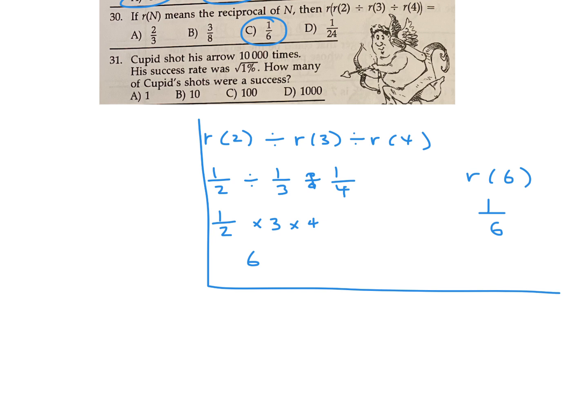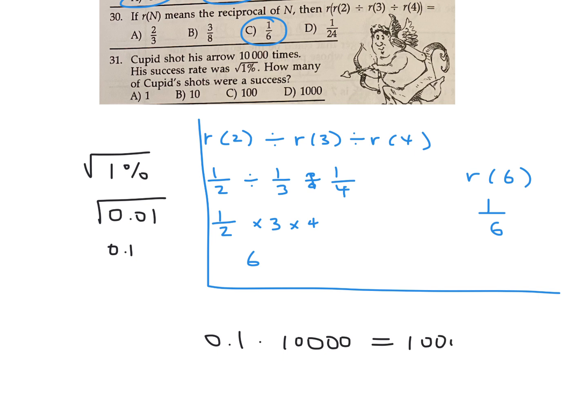Cupid has shot his arrow 10,000 times. His success rate was the square root of 1%. How many of Cupid's shots were a success? So the square root of 1%. So 1% is 0.01. So the square root of that is 0.1. So therefore, you have to multiply that by the 10,000 times, and that is 1,000. So number 31, the answer is D.